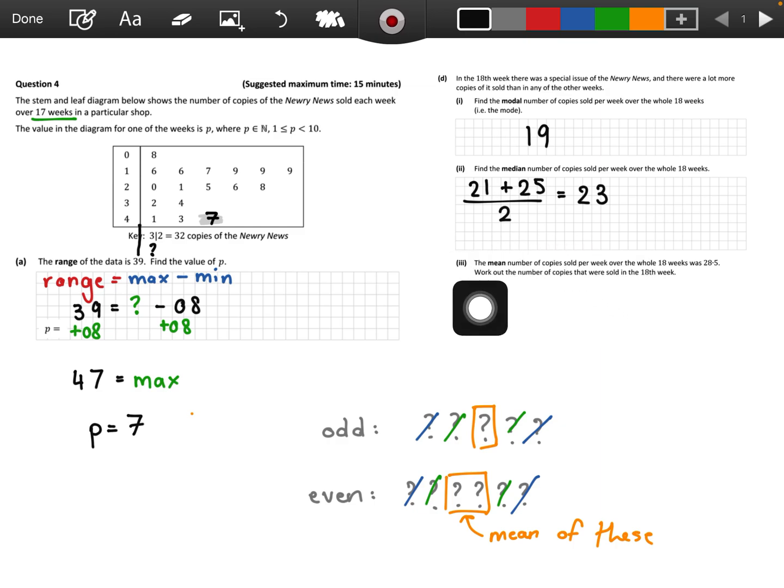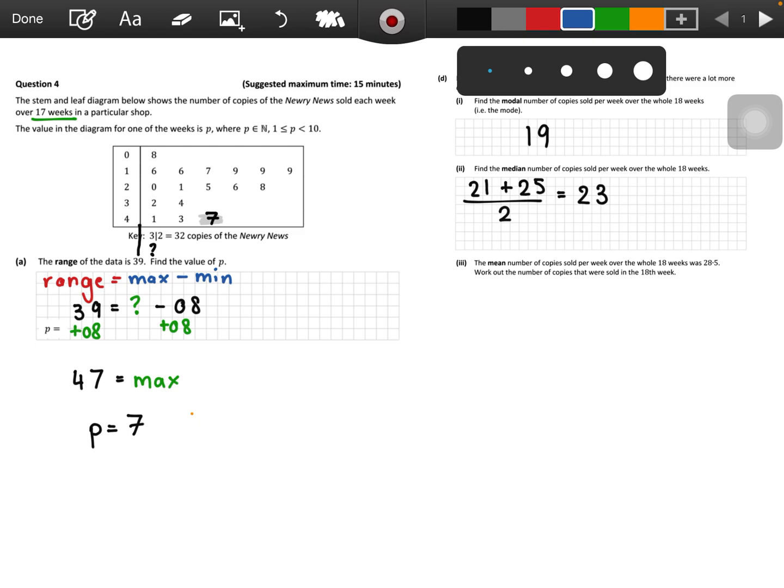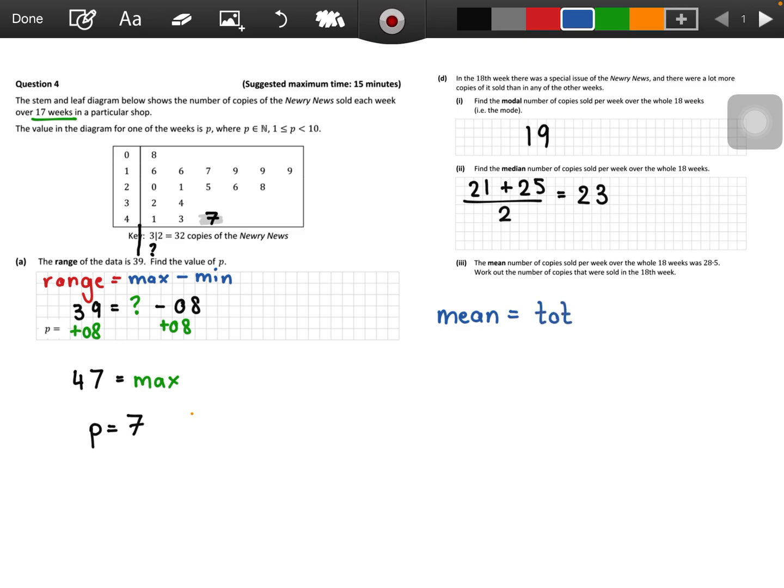And then it says the mean number of copies sold per week over the whole 18 weeks was 28.5. Work out the number of copies that were sold in the 18th week. So for this, remember what my mean was. My mean is the total sum divided by the amount of data.